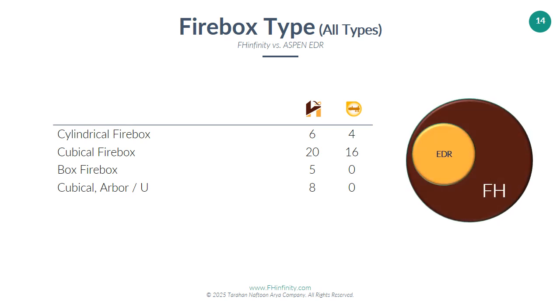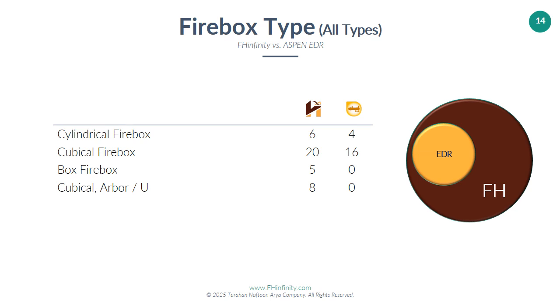Let's talk about firebox types. Aspen EDR supports standard cylindrical and some cubicle designs. But what if you have a box firebox? Or an arbor design? EDR says not supported. FHinfinity supports them all. We cover every major geometry used in refineries and petrochemical plants, ensuring you never have to simplify your model just to fit the software.